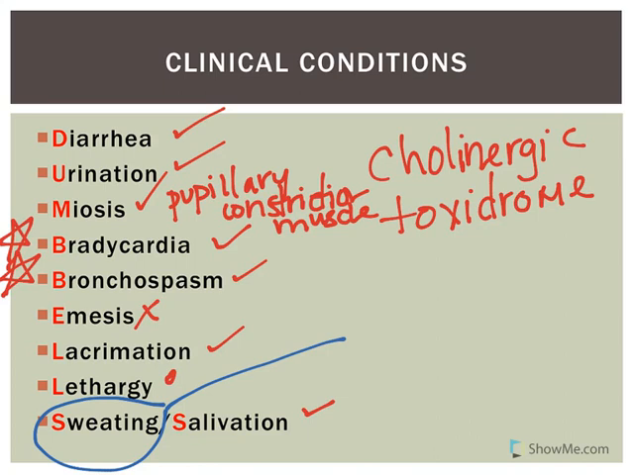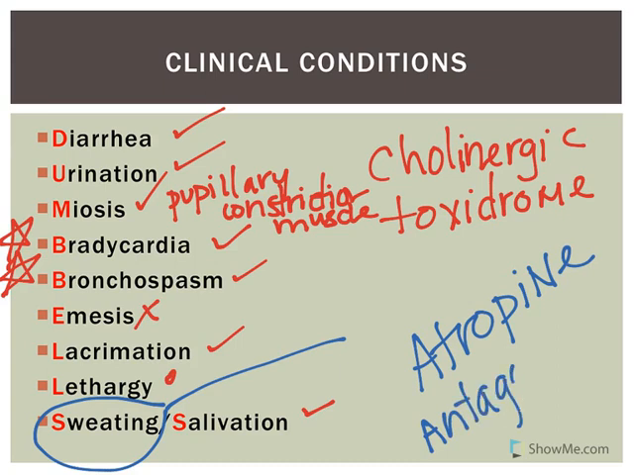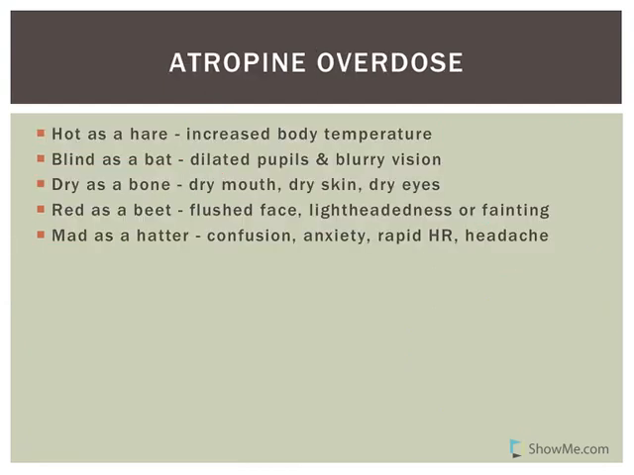So what is the antidote? Well, atropine, because that's a muscarinic receptor antagonist. So that would block the effects of acetylcholine on that. So what would happen if I have an overdose of atropine? So this is a little saying that they say for it. You're hot as a hare, blind as a bat, dry as a bone, red as a beet, and mad as a hatter.